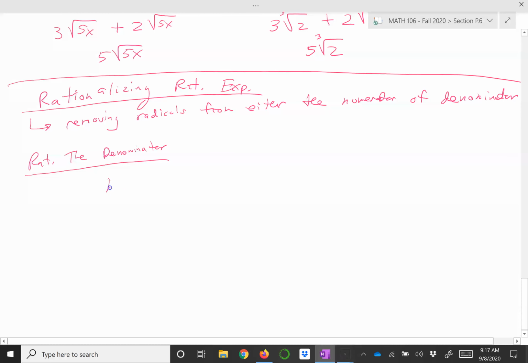So let's say we have 10 over the square root of 5, right? I don't want that square root down there. I don't like it. Okay? So what do I do? Well, in all of these problems, our only choice, because we don't want to change the fraction or the rational expression, is to multiply it by something that doesn't change the original thing. And what does that mean?